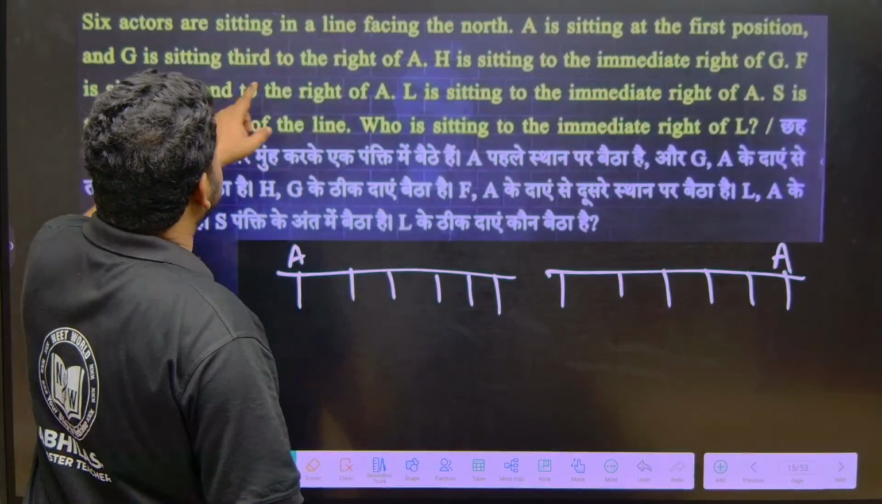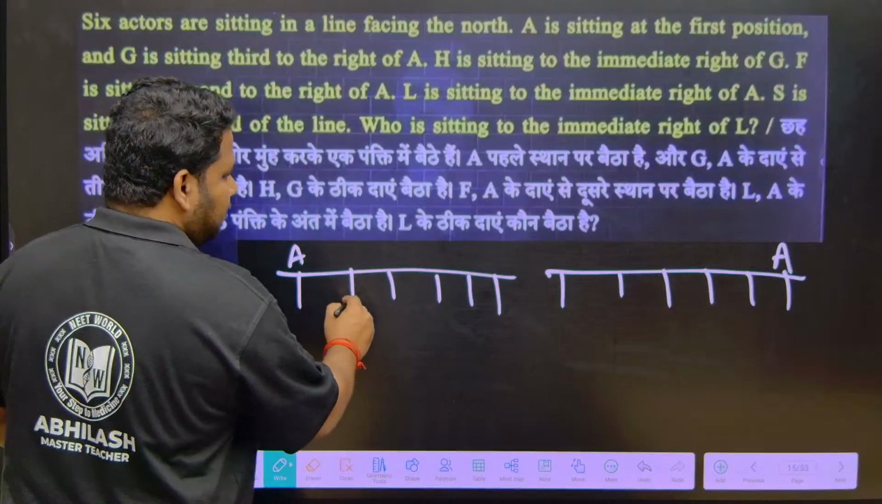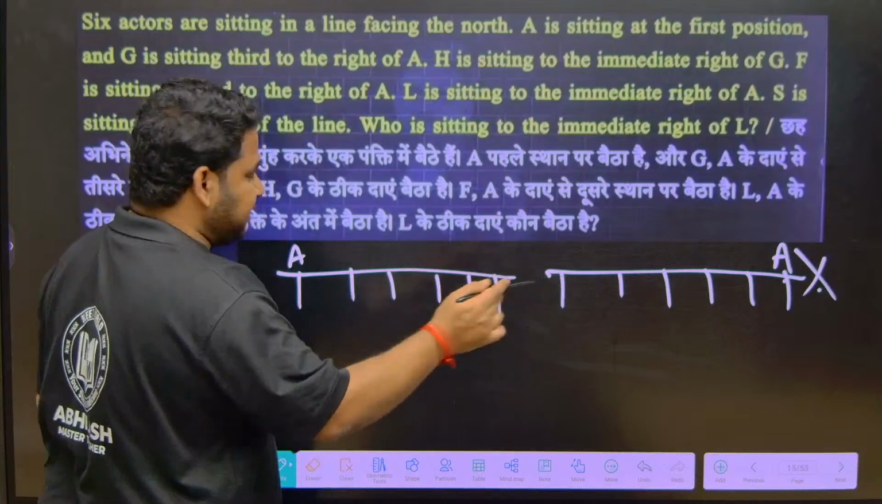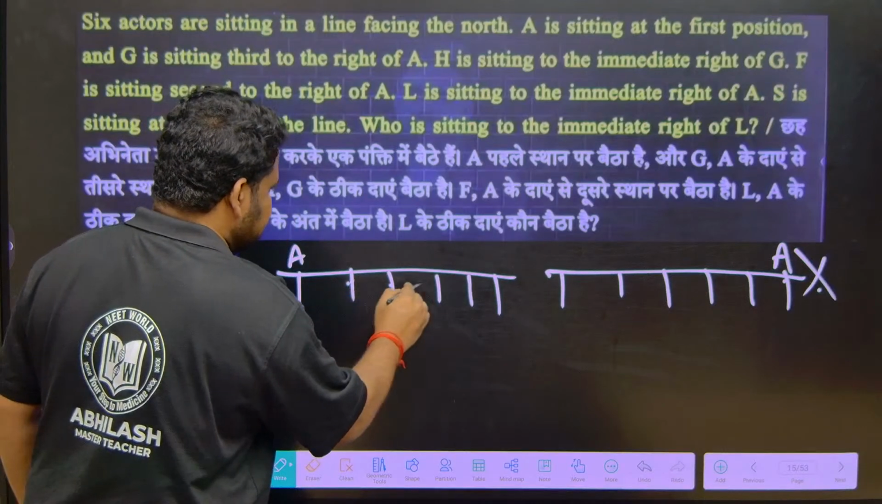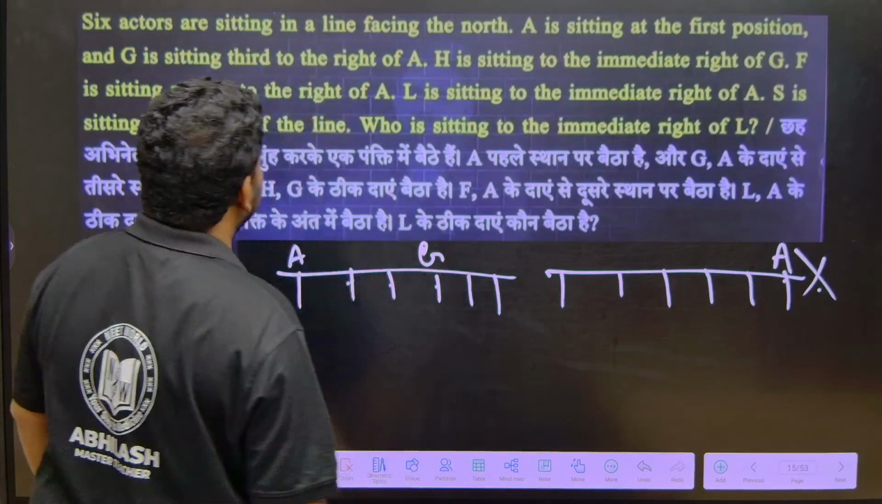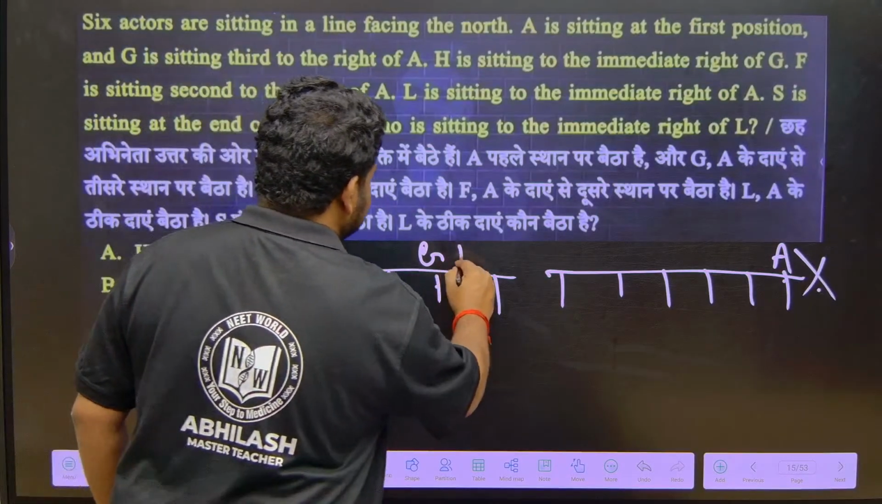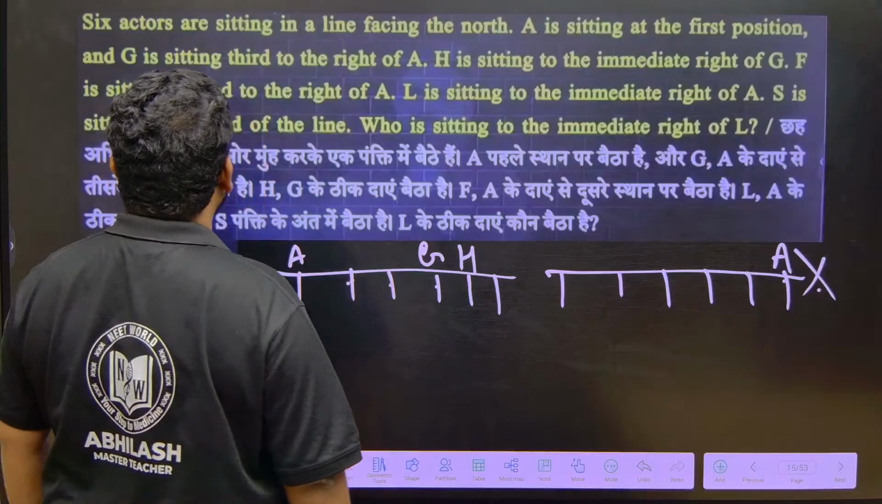And G is sitting third to the right of A. Okay, third to the right of A means I cannot take this; this possibility is ruled out. First right, second right, third to the right. This is G. Okay, H is sitting immediate right of G. Okay, done.